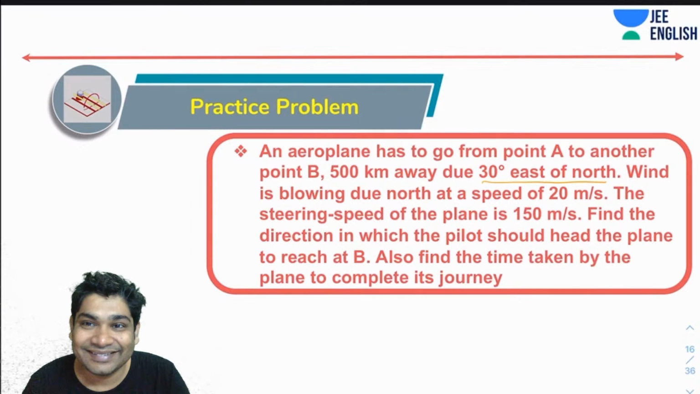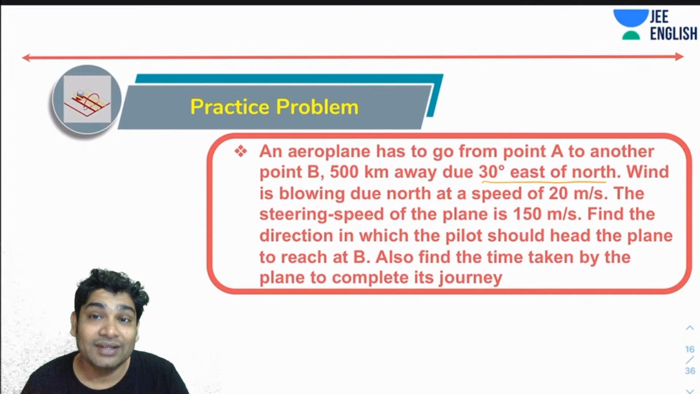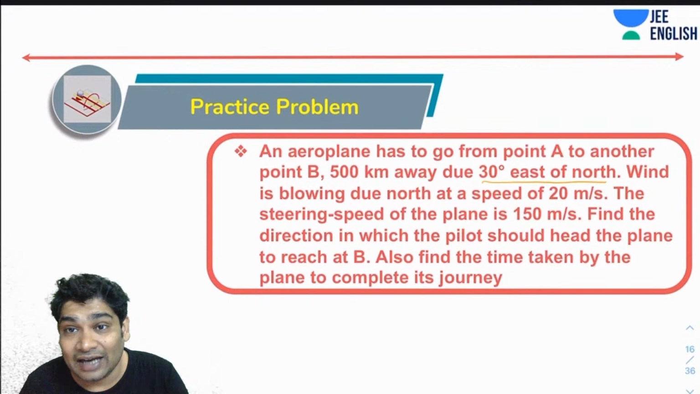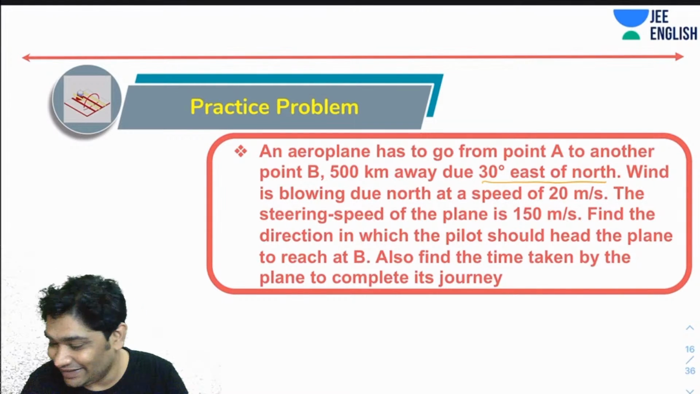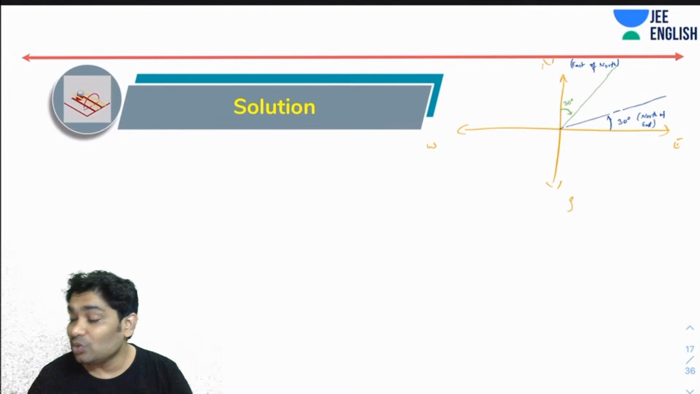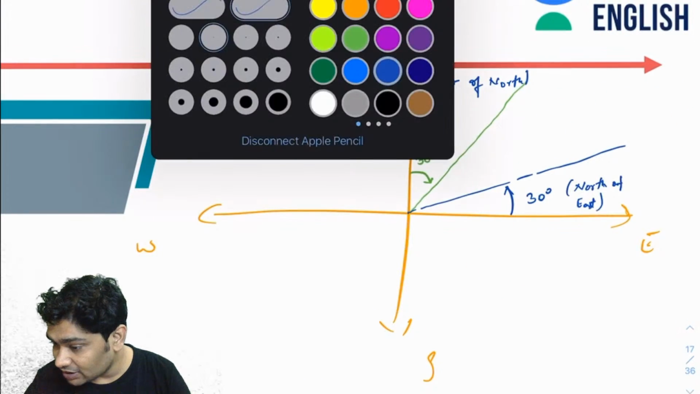So you have to find the direction in which the pilot should head the plane to reach B. Also find the time taken by the plane to complete its journey. All right. So what is happening is that you want to reach from A to B. So let's mark those points.